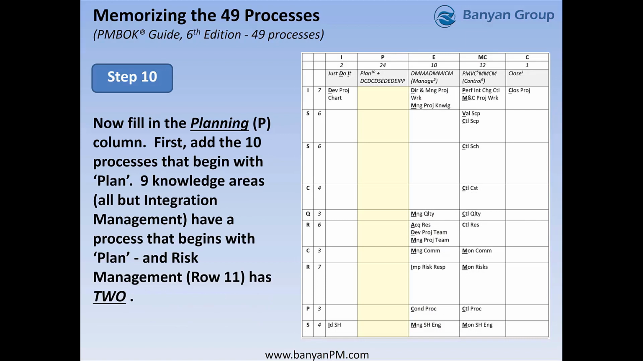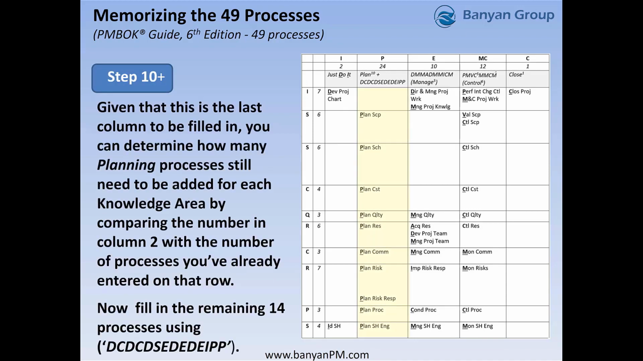Step 10. Now fill in the planning column. First, add the 10 processes that begin with the word plan. 9 knowledge areas, all but integration management, have a process that begins with the word plan, and risk management actually has 2.